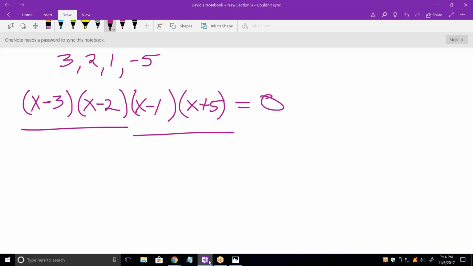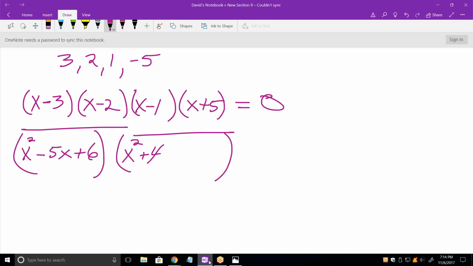What's that equal to? So it'd be x squared minus 3x minus 2x plus 6. Okay, which is x squared minus 5x plus 6, correct? Mm-hmm. Okay. And this one? x squared minus x plus 5x minus 5. So it's x squared plus 4x minus 5. And now multiply a trinomial by this trinomial.